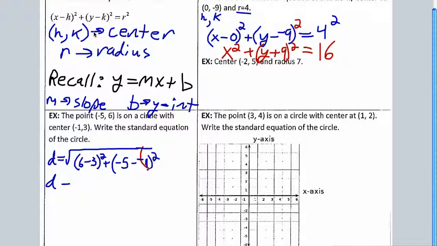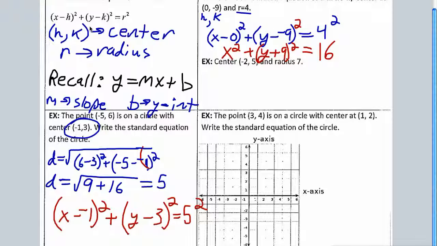I know my center is negative 1, 3. So my equation of this circle is just going to be x minus h, well, h is negative 1, so x minus a negative 1, that whole thing squared, plus y minus k, well, that's going to be y minus 3 squared, which equals 5 squared, which is 25. Okay. So a couple important things.